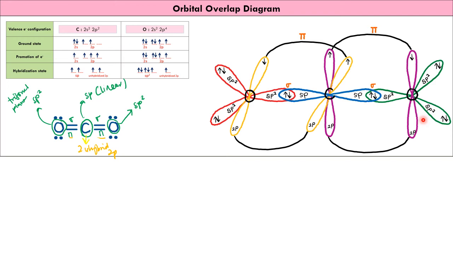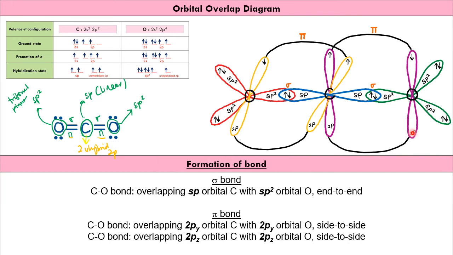Okay, so this is the orbital overlap diagram untuk awak punya carbon dioxide. Okay, jadi the formation of bond, so kita ada satu sigma bond dekat sini, only one type, carbon oxygen bond, overlapping between sp orbital of carbon with sp2 orbital of oxygen end to end. Dan kita ada 2 pi bond. Yang mana pi bond ni awak kena tulislah dua-dua. Okay, dua-dua adalah carbon oxygen bond tetapi overlapping between different 2p orbital.